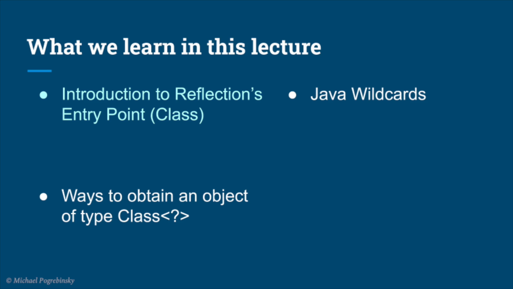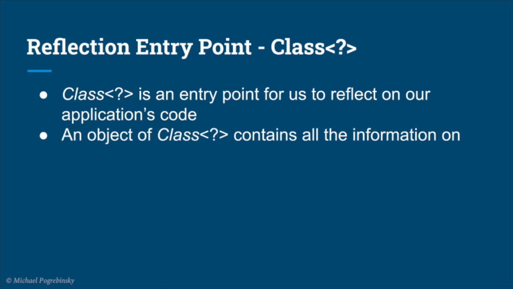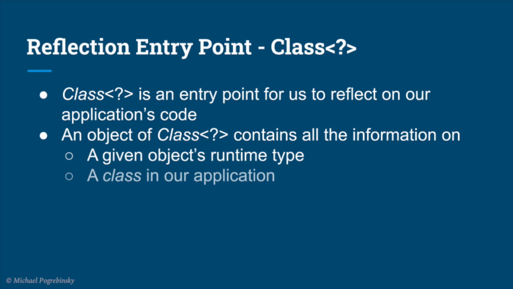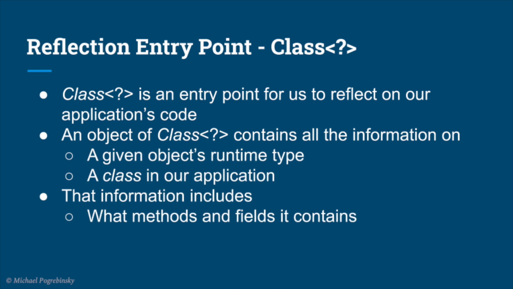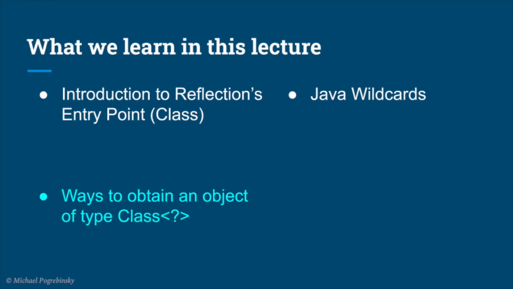a quick refresher. So let's talk about the most important class in Java Reflection, which is also the entry point for anything we will do using Reflection in our programs. In Java, the Class with the capital letter is the entry point for us to reflect on our application's code. An object of type Class contains all the information about a given object's runtime type or a particular class in our application. That includes what methods and fields it contains, what classes it extends, what interfaces it implements, and much more. So how do we get an object of Class?